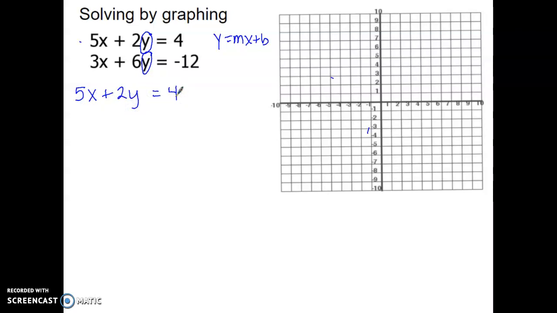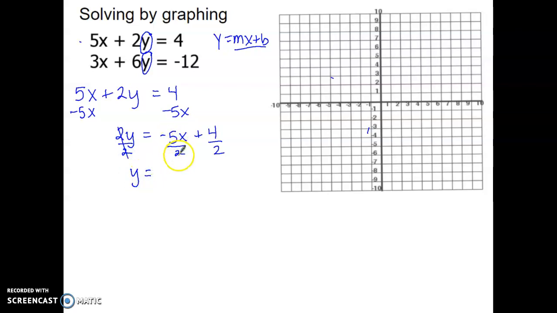Remember last week we learned we want to move the x term first. This is a positive 5x, so we're going to subtract it from both sides. So we're left with 2y equals, now we want it in this order, so I put the negative 5x first and then the plus 4. And then our second step is to divide away whatever's in front of y. So everything is divided by that. So those cancel out and leave us with y, which is what we were trying to do.